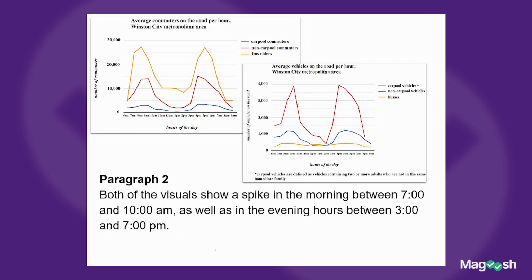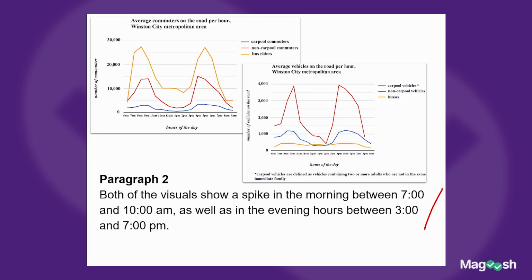All right, so now we're going to simply provide an overview of the key trends, the key things that stand out as the major patterns we notice in the line graphs. And so we can say this: both of the visuals show a spike in the morning between 7 and 10 a.m., as well as in the evening hours between 3 and 7 p.m.